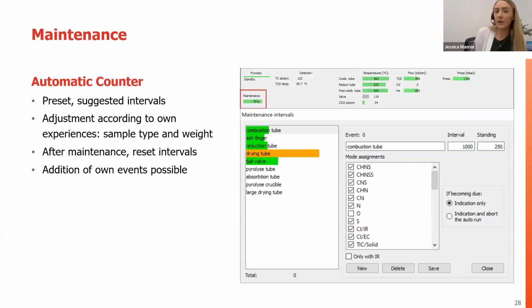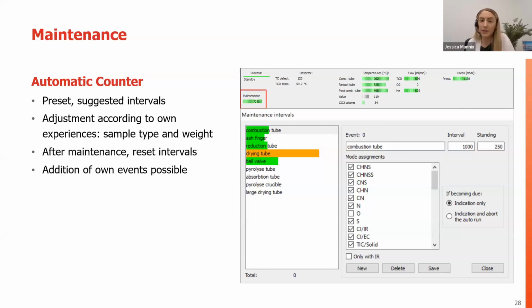So at least with Elementar, what we have is an automated maintenance counter. So in some way, shape, or form, regardless of manufacturer, you will need a way to keep track of how many samples are moving through this combustion tube, this reduction tube, this drying tube that we touched on. And then on the hardware side, we also want to look at maybe how many samples are going through the ball valve complex. After a while, we'll give it a clean, and so on and so forth.